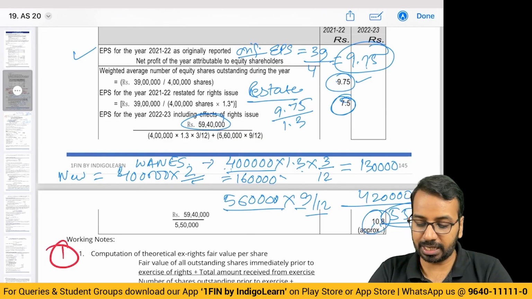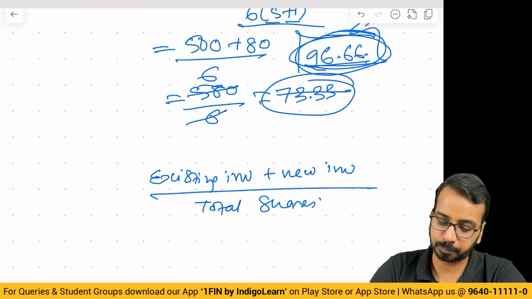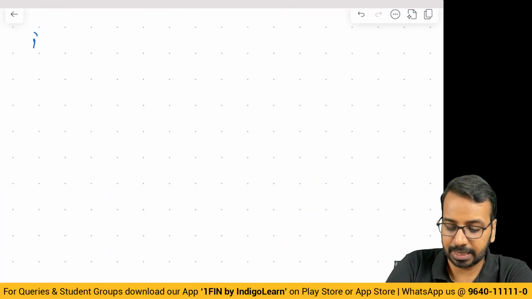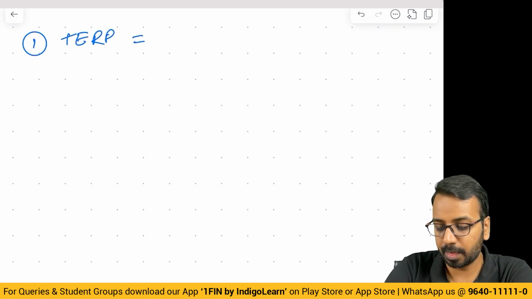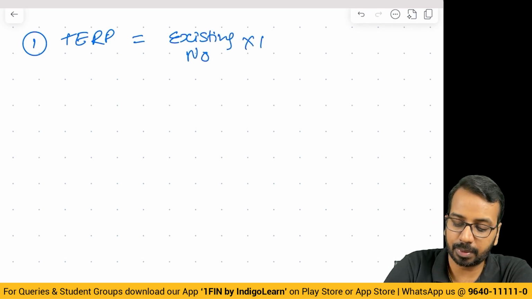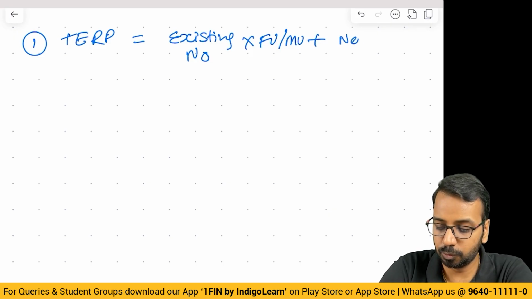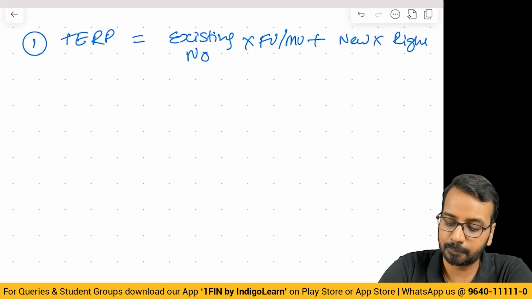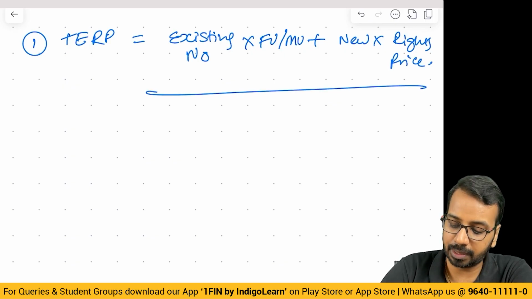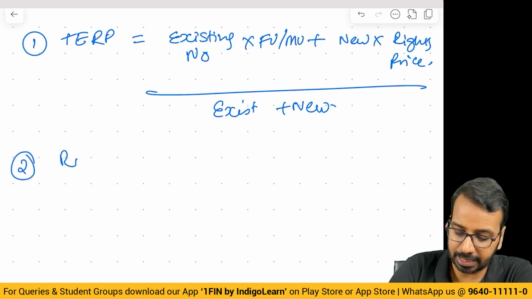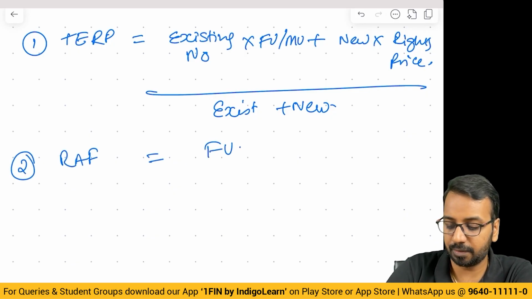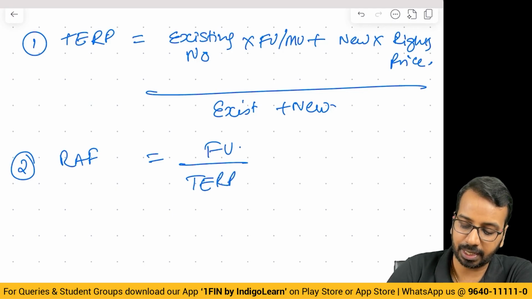Okay. So to recap the steps: first, calculate theoretical ex-rights price, that is existing number multiplied by fair value or market value plus new multiplied by rights price, divided by existing plus new. Second, rights adjustment factor is equal to fair value divided by theoretical ex-rights price.